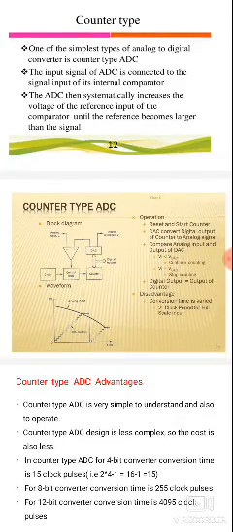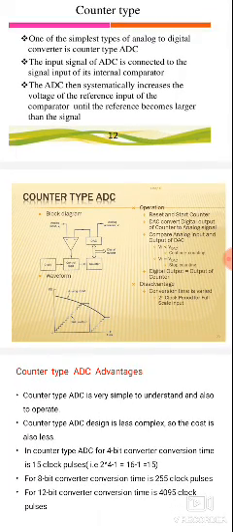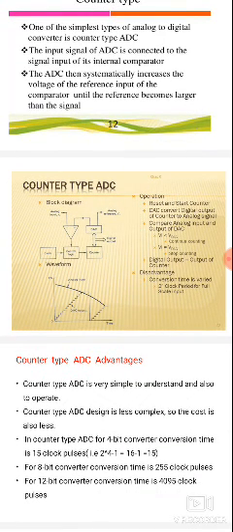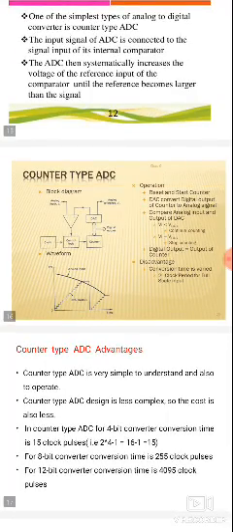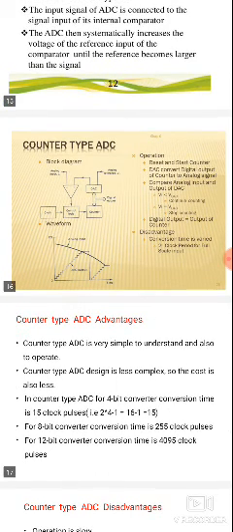That is nothing but the input signal of the ADC is connected to the input of the internal comparator. The internal comparator is an op-amp, so the op-amp input is the analog input. Next, the ADC systematically increases the voltage of the reference input of the comparator until the reference becomes larger than the signal. ADC is nothing but analog to digital converter. First, systematically increase the voltage of the reference input.